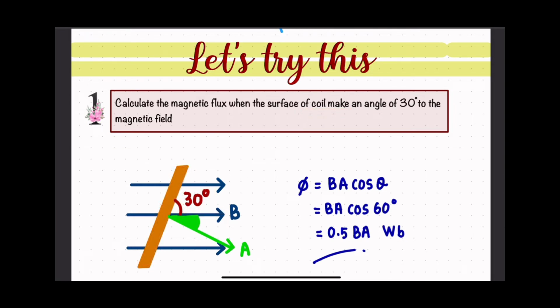But the formula for magnetic flux is BA cos theta. So theta here means the angle between vector area A and B. So you must first find where vector area A is. Vector area A is always perpendicular to the surface of the coil. So when I draw A here, to find the angle, you have to know the angle between vector area A and this B. So 90 degrees minus 30, you get 60 degrees. Okay, that's how it is.